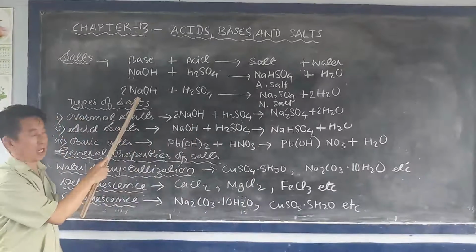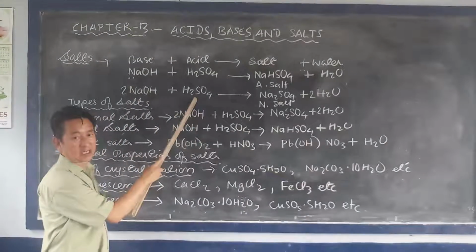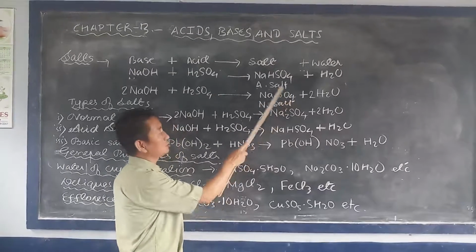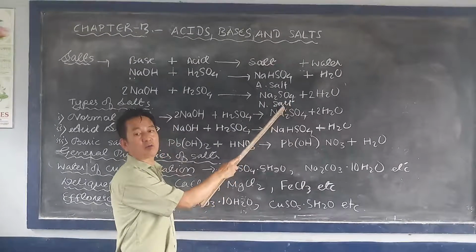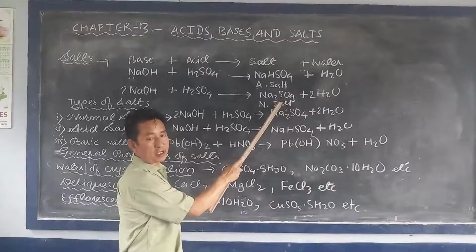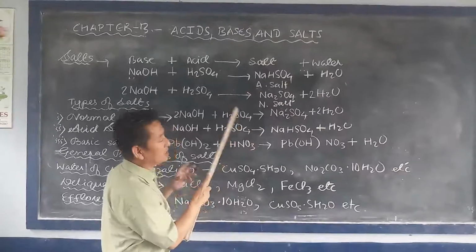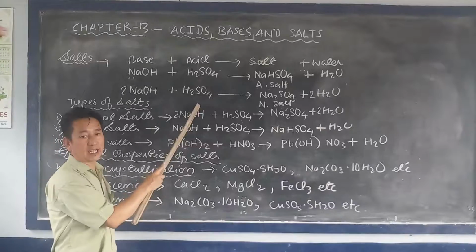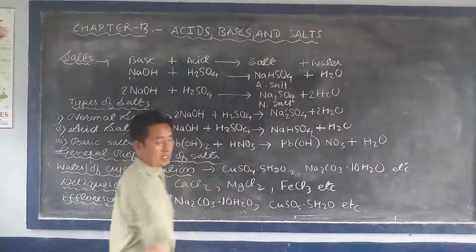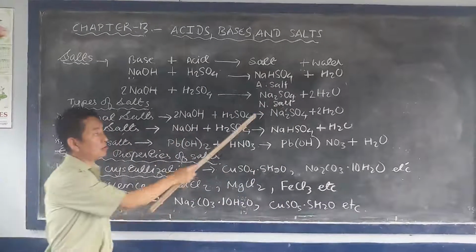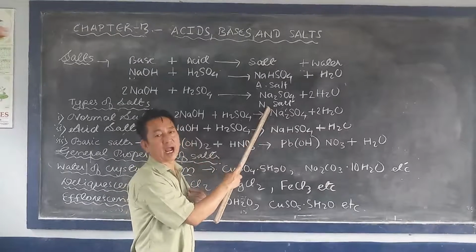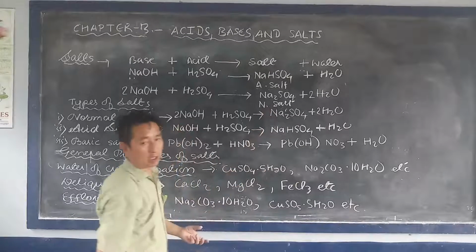Sodium hydroxide, when it reacts with sulfuric acid, gives sodium sulfate, Na2SO4. This sodium sulfate is a normal salt. This salt is formed by complete neutralization between sodium hydroxide and sulfuric acid, and another product is water molecule. Normal salts are those salts which do not contain hydrogen atom in their molecule.